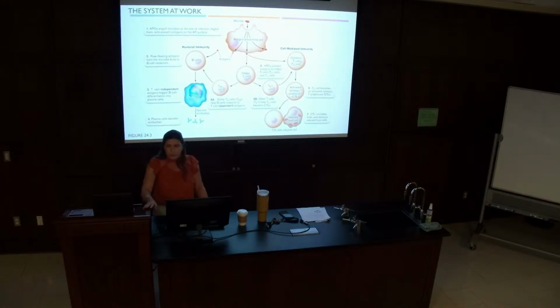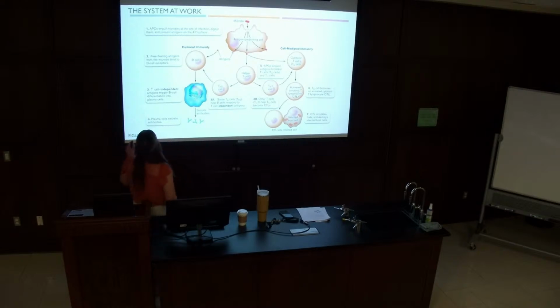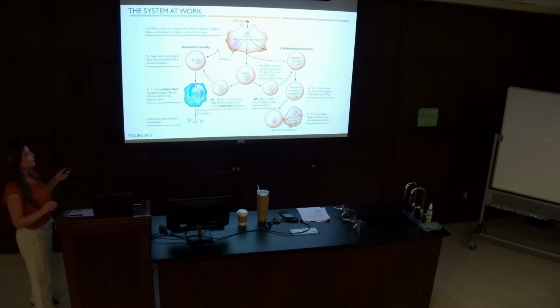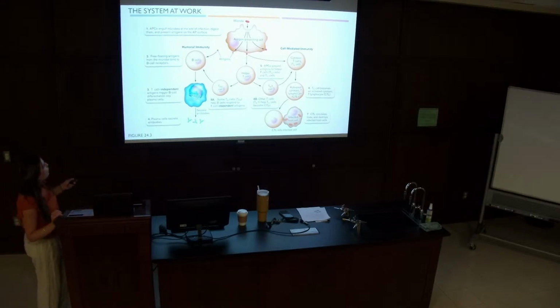So trying to combine all these concepts together, looking at the system at work, I want you to focus your attention over here. So you have your antigen presenting cell. Here we have our antigen presenting cell. This is the microbe in red. Since it's engulfing, we're going to call it a macrophage, not a dendritic cell. And so it's going to engulf the microbe at the site of infection. It's going to digest the microbe and the antigens, and it's going to present the antigen on the surface.